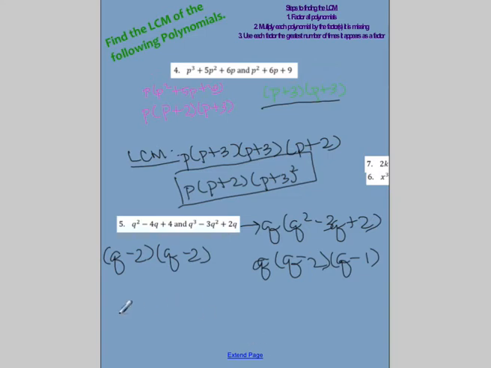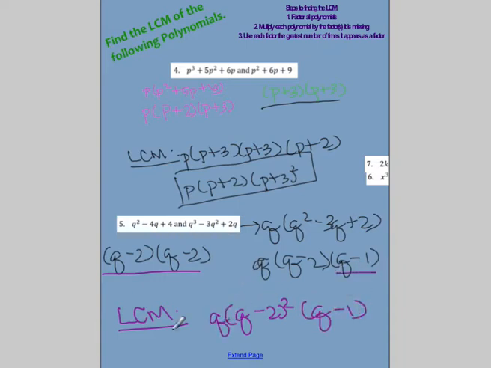Then to find my least common multiple, remember, you take the greatest of each factor. So over here I have 2 q's. Q minus 2, so I would have q minus 2 squared. Okay, I would also have q minus 1, because there's one of those, and then also q. So that would be my LCM for example 5.